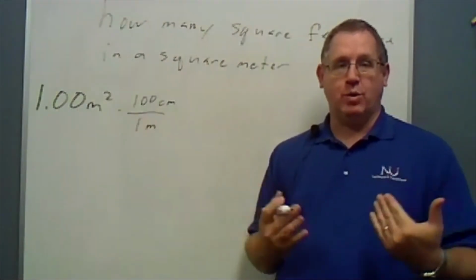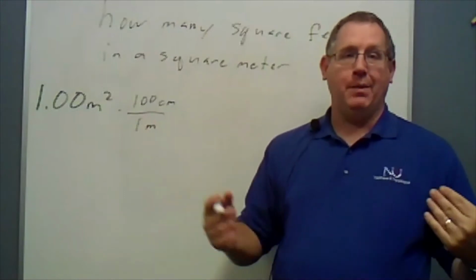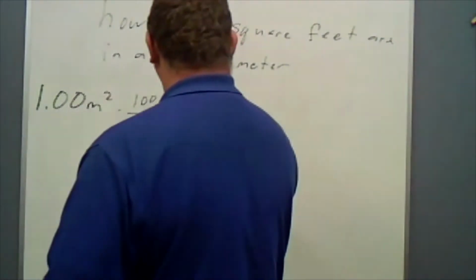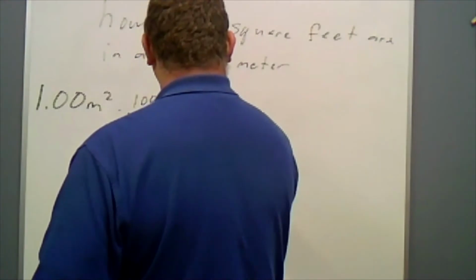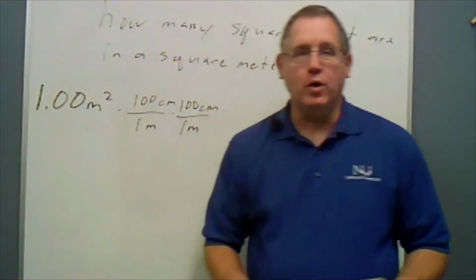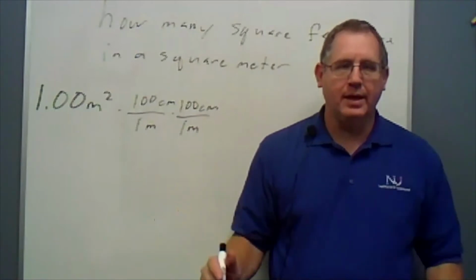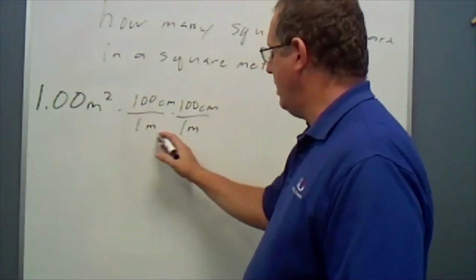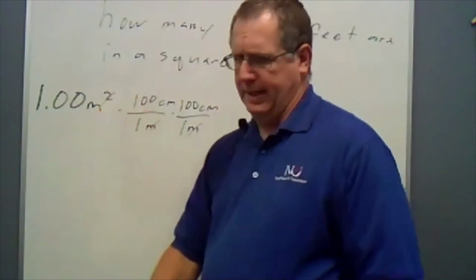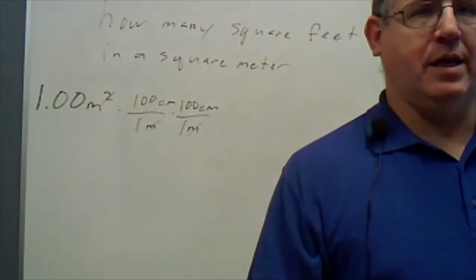Now this will convert and cancel one of the meters. Now I can do this twice, or I can square it. I'm going to write it twice this time, even though normally I would put squared down, but I wanted to make a point here. Okay, so in this case, this is meters squared, meters and meters. Those are going to cancel. So now I have centimeters.